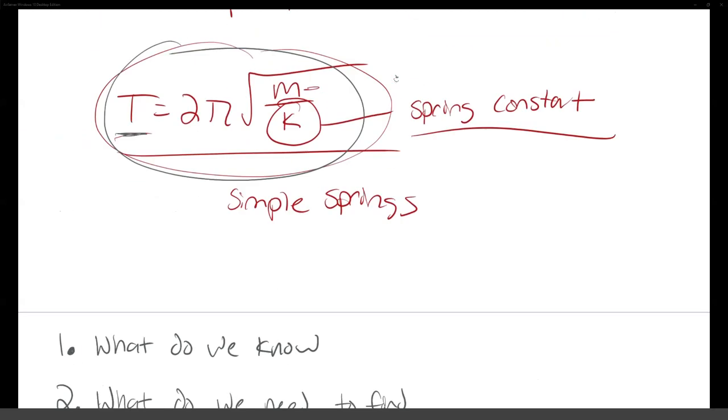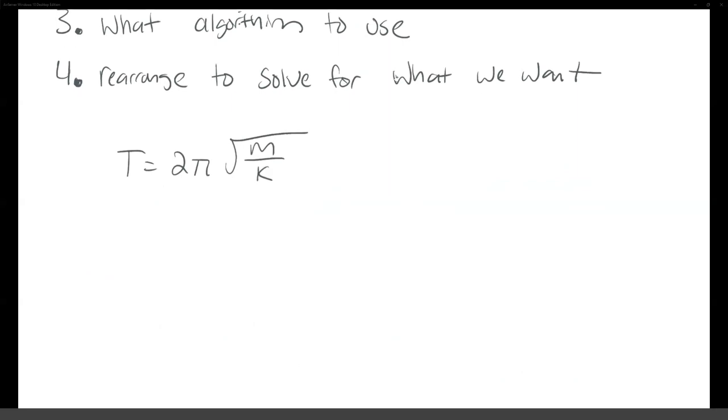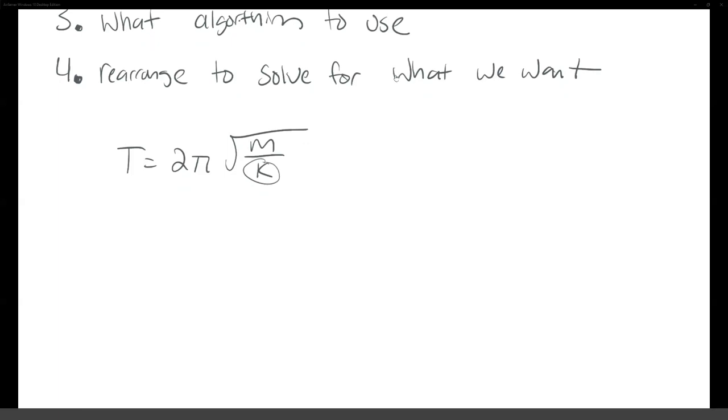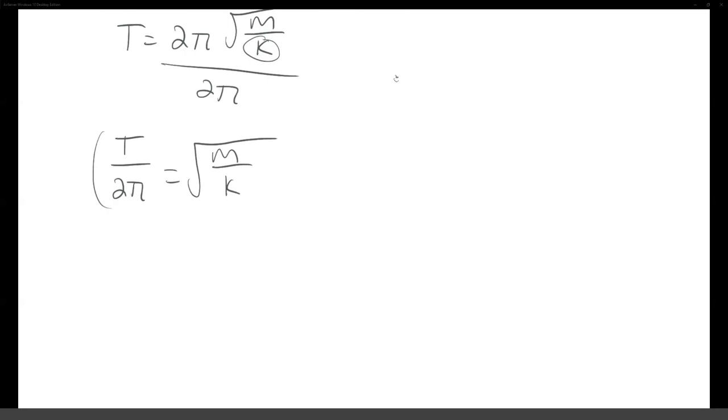So if I'm sticking to this example, we're looking for K. T equals 2 pi times the square root of m over K. We can do some math tricks to get K by itself on one side instead of T. So what I would do is divide by 2 pi, so you get T over 2 pi equals the square root of m over K. Then you square both sides. So you end up getting (T over 2 pi) squared equals m over K.